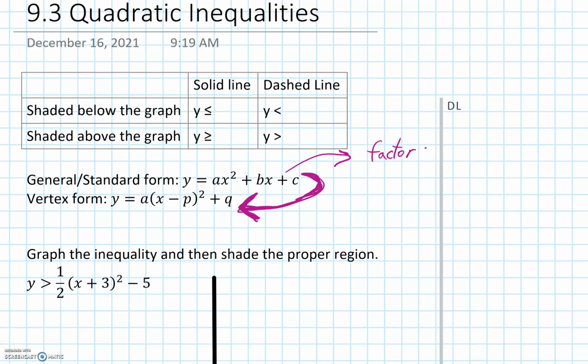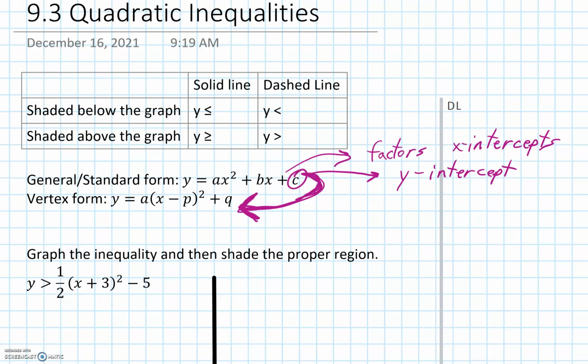You can get factors, which are your x-intercepts. You can also see right here that this is your y-intercept. So both of those are very useful.